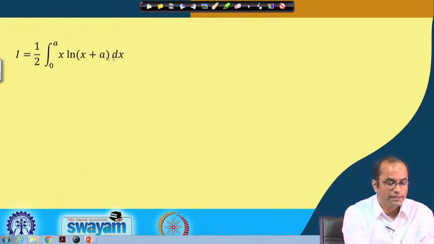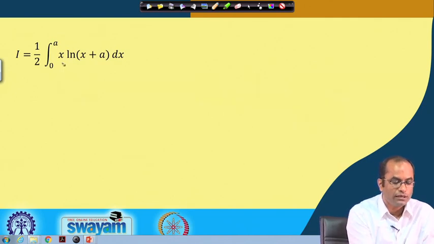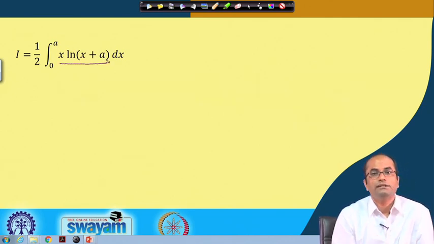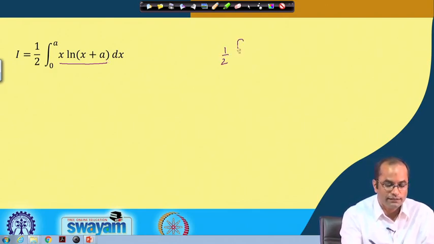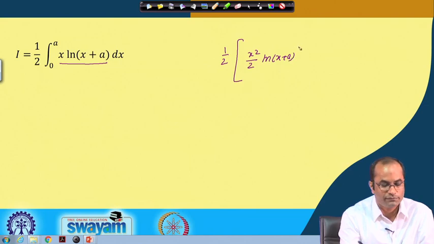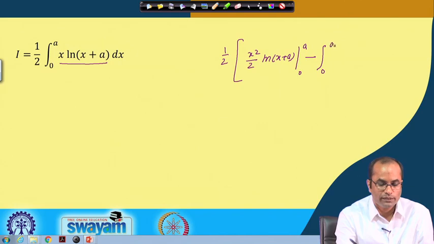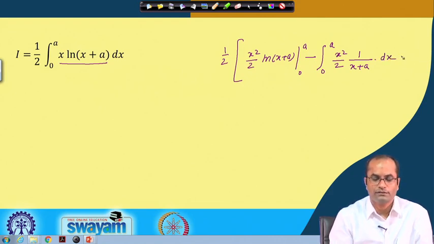So, this is again easier. We have to apply the idea of integration by parts, so we will do that. Here half as it is, and then we have the x, which will become x squared by 2, times ln(x + a) for the integration by parts from 0 to a, and then minus again 0 to a, x squared by 2, the integral of x, and then the differentiation of ln(x + a) will be 1 over x plus a, and then we have this dx.